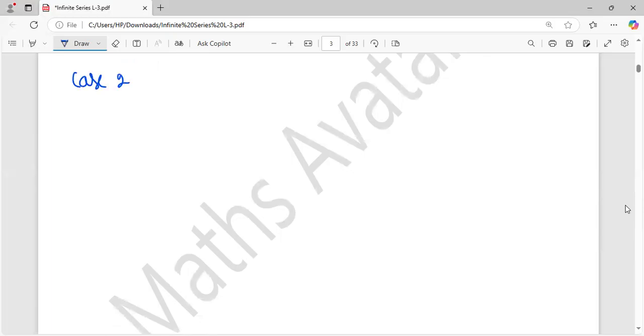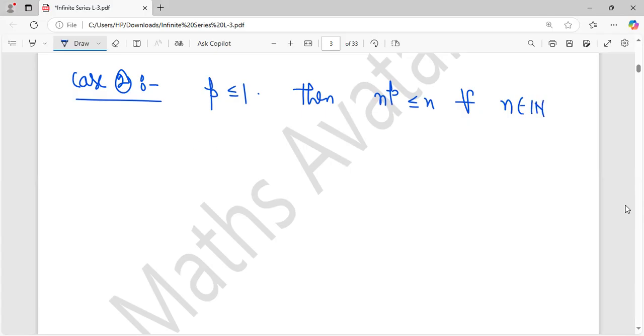Now, case 2: p less than or equal to 1. Then n to the power p is less than n for all n belonging to N. So this implies 1 upon n to the power p is less than 1 upon n for all n belonging to N.